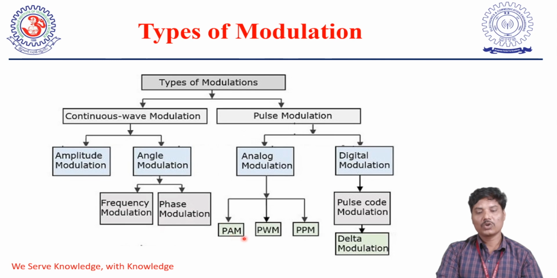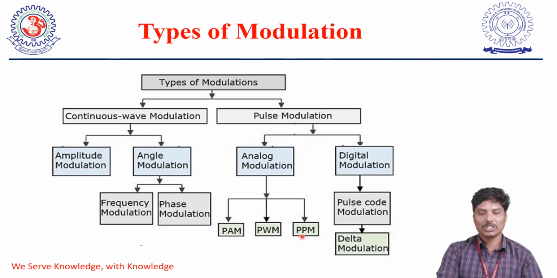Based on these three characteristics included in a carrier signal, pulse analog modulation is again classified into pulse amplitude modulation, because the pulse has amplitude. If you vary the amplitude in accordance with the message signal, that is the modulating signal, we call it pulse amplitude modulation. Next, we have pulse width modulation. If you vary the width of the high frequency pulses in accordance with the modulating signal, we call it pulse width modulation.